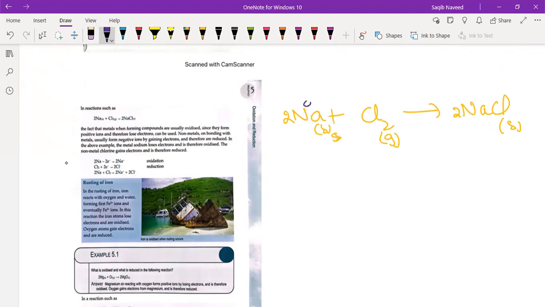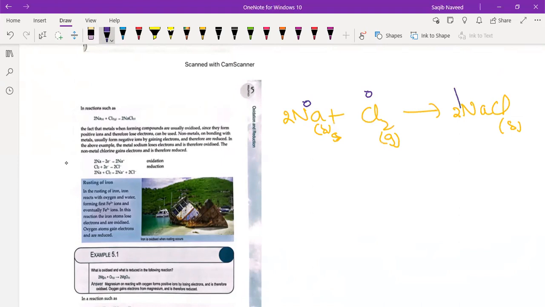Just 0. What is the charge on Cl2? 0. I told you a very easy principle: if no charge is given, either plus or minus, then it would be 0. It's a very simple thing.